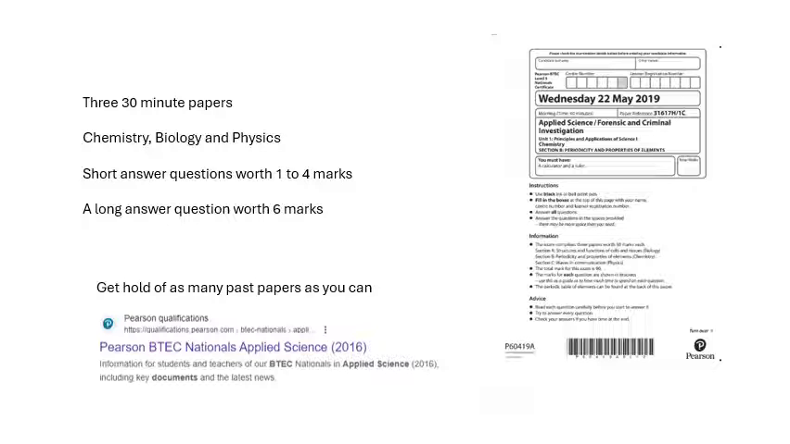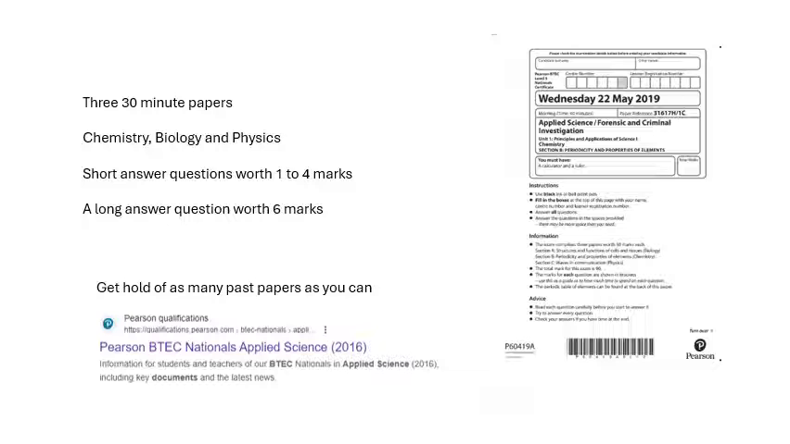Now, get hold of as many past papers as you can. Hopefully your teacher will have given you a few. You'll have done a few practice tests and things. Hang on to these papers. They are gold dust.